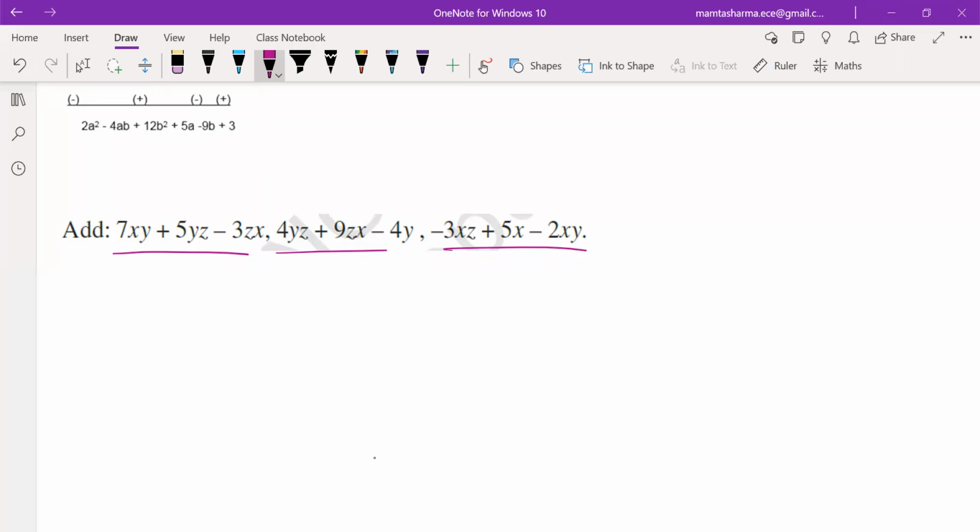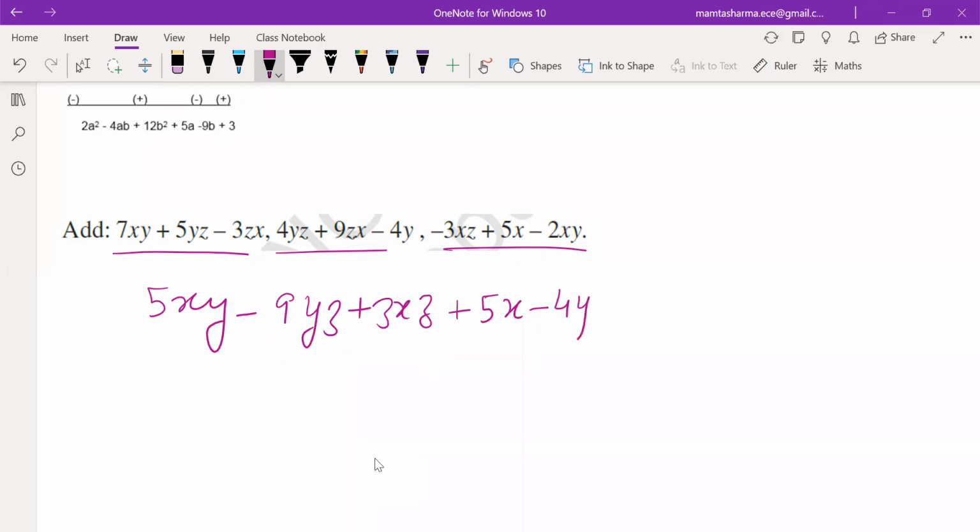Ma'am, I got the answer. Okay, so first I will listen to everyone. Manideep, what is your answer? 5xy plus 9yz plus 3zx plus 5x minus 4y. Okay, this is Manideep's answer.